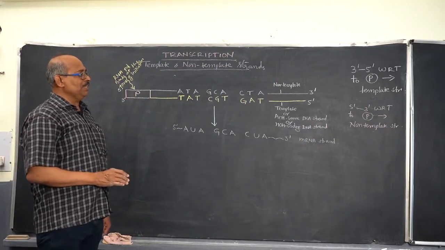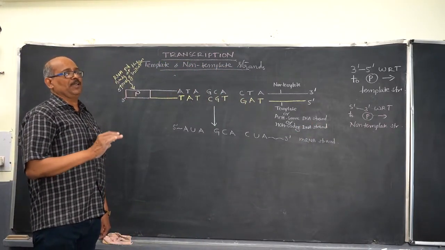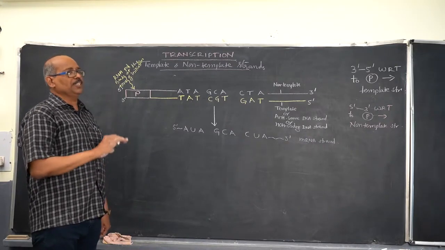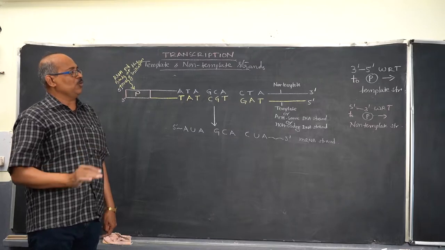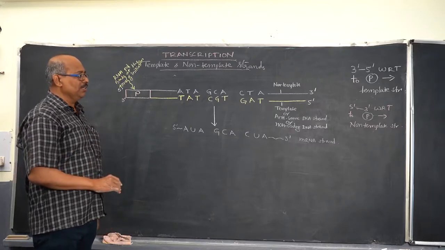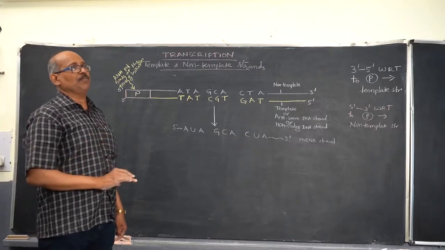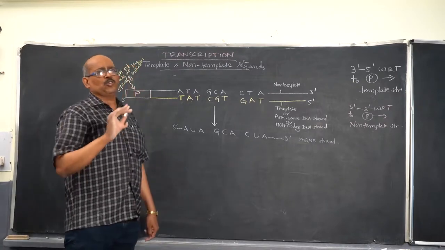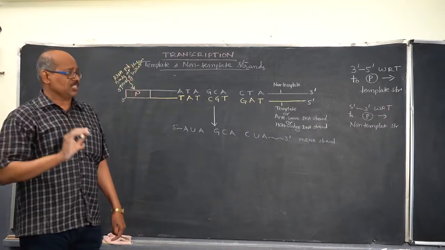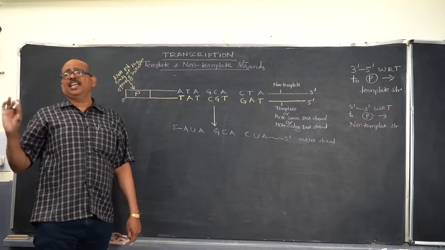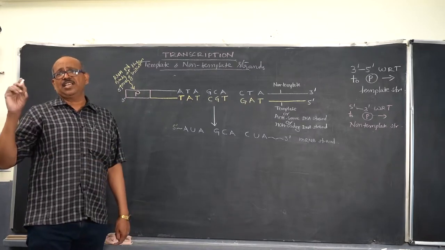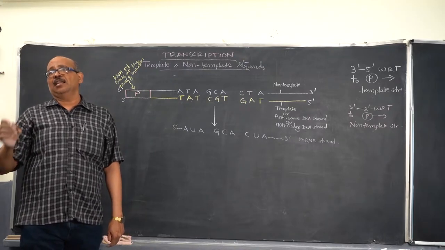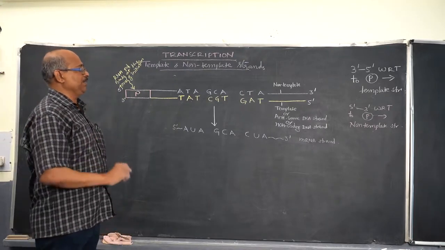Template strand, it is oriented 3' to 5' with respect to the promoter. It provides the complementary nucleotide sequence for the synthesis of RNA. It is antisense DNA strand because its orientation is opposite to the orientation of the RNA transcript. It is non-coding DNA strand because it has a nucleotide sequence which is non-identical but complementary.